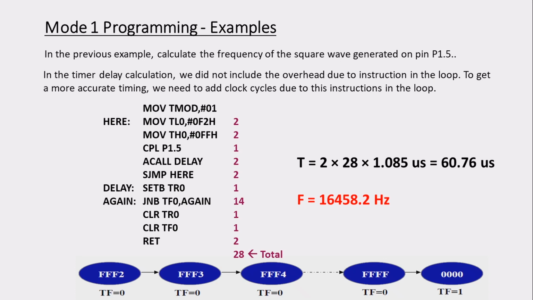Now if you convert that into frequency, F is equal to 1 by T, that is equal to 1 by 60.76 microseconds. So I'll be getting 16,458.2 hertz. If you convert that into kilohertz, it is going to be 16.458 kilohertz. So the clock frequency which is being generated by using the same program is going to be 16.45 kilohertz.